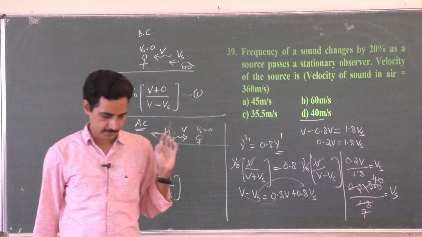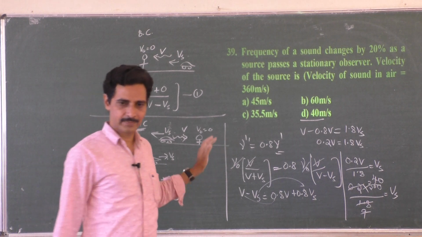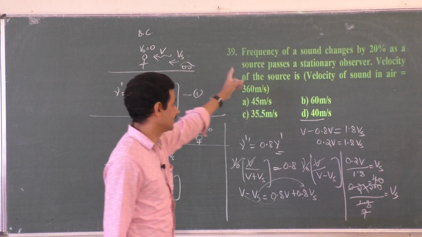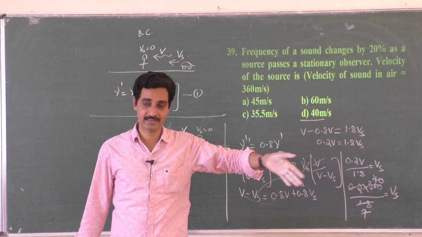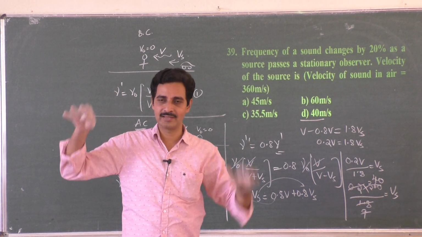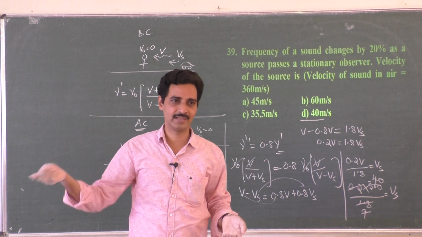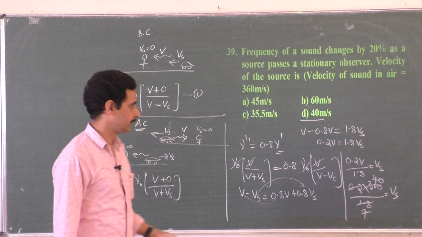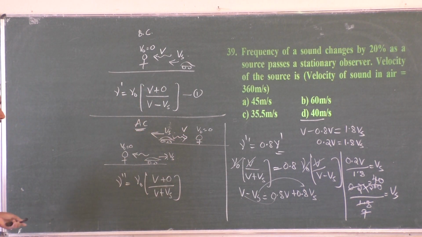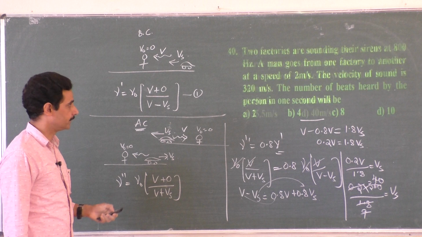Very beautiful problem. The difficulty is not in the mathematics and solution, but in understanding this sentence. As it passes there is a drop. It is not with the original frequency, it is with the two conditions, 20%. Okay, so 40 meter per second, option D.